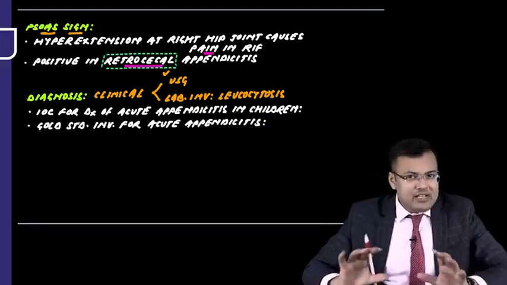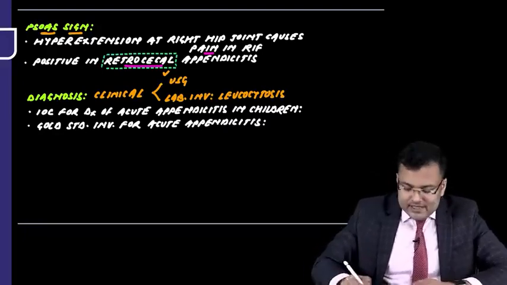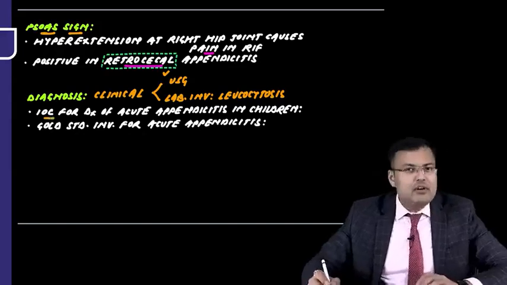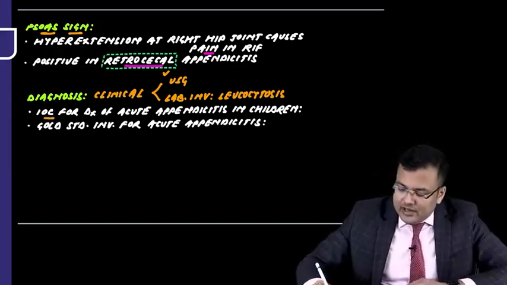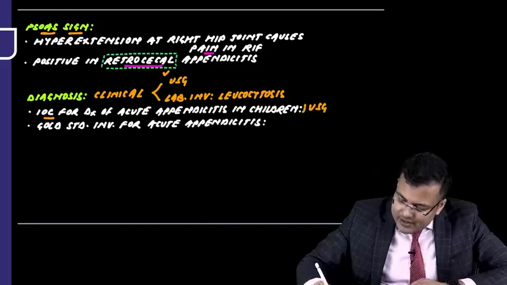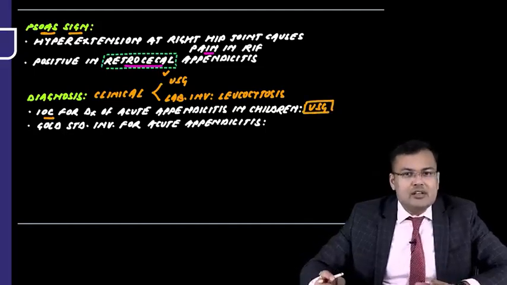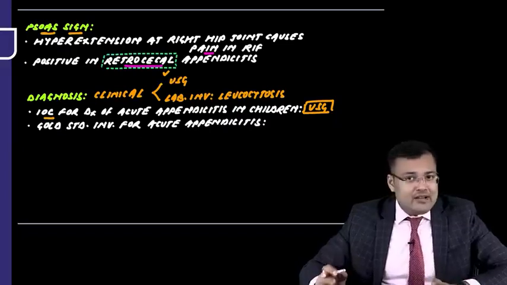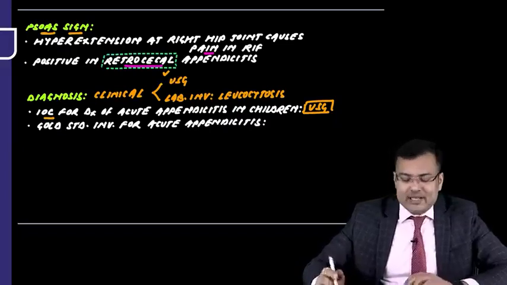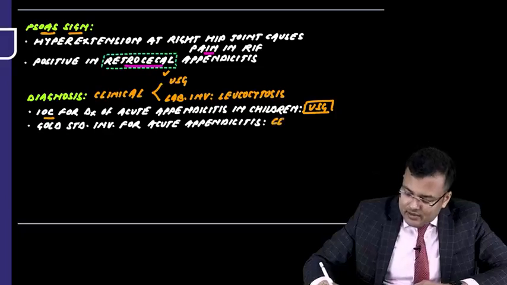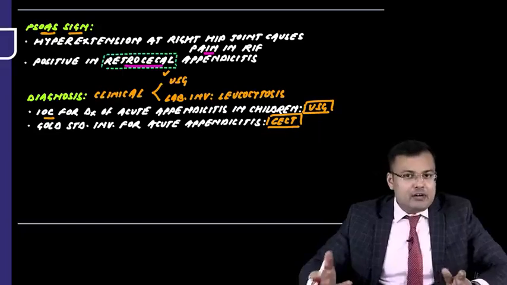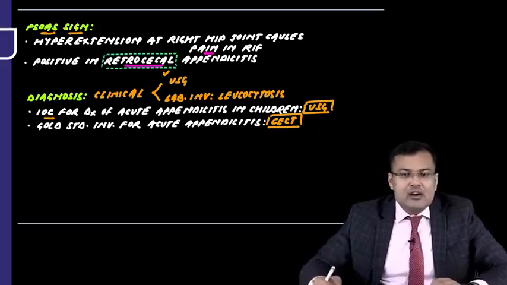But what is the problem in children? Obviously, they will not give the detailed history. So, what is the investigation of choice for diagnosis of acute appendicitis in children? It is ultrasound. And what is the gold standard investigation for acute appendicitis? It is CECT. The gold standard means we can confirm the diagnosis or rule it out by CECT.